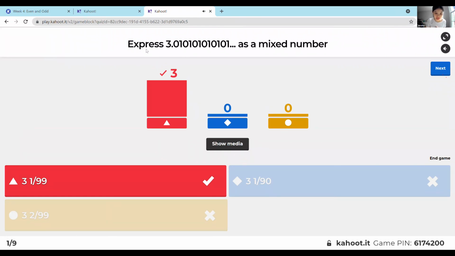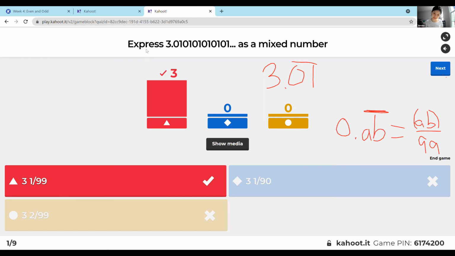Yeah. So for the first question, it's 3 and then point 1 repeating. You know from week 2, any number of the form 0.AB repeating, where AB is a repeated decimal, can be written as AB, not A times B, but the two-digit number, over 99. So this would be 3 and 1 over 99.